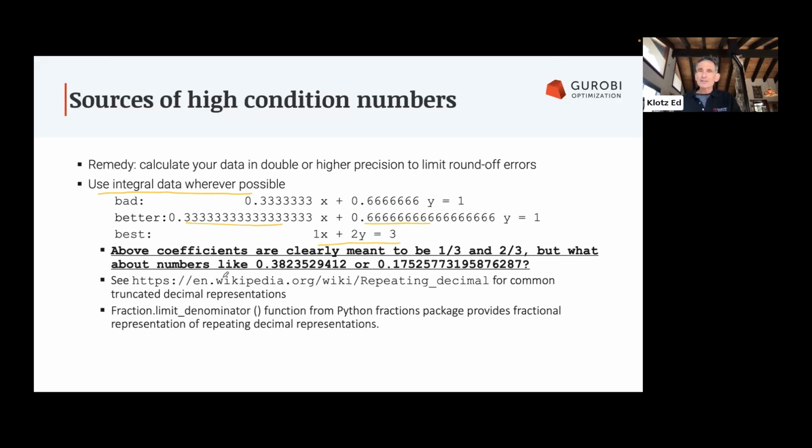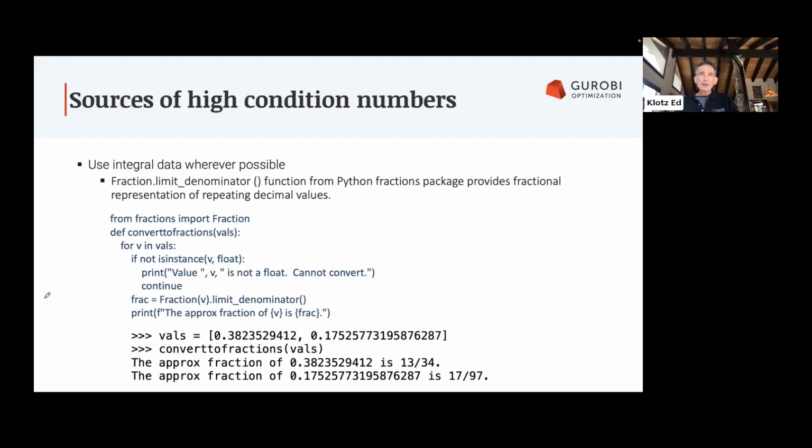Okay, fair enough, but I don't know about you, I don't know what the fractional representation of either of these two numbers is. Now I can go look on various resources and get some information about how to convert repeating decimals and actually even non-repeating decimals like this. But the main thing is that there is a Python package for doing precisely that task for us, and it's very easy to use.